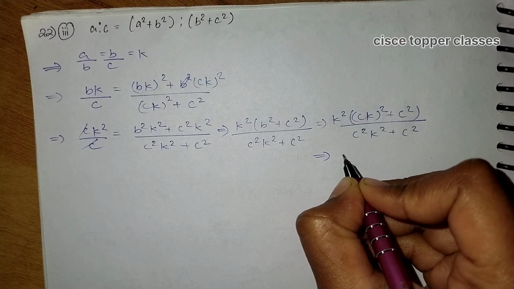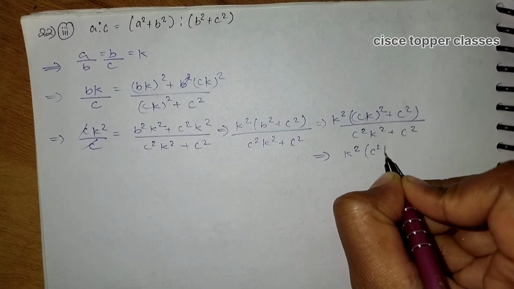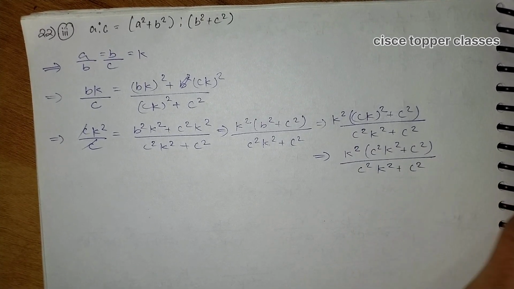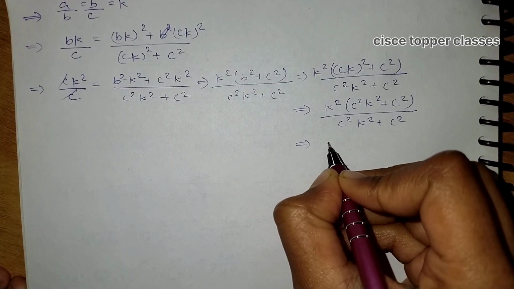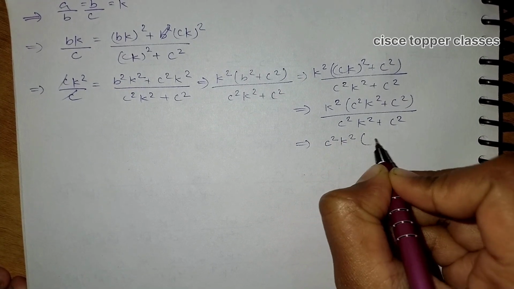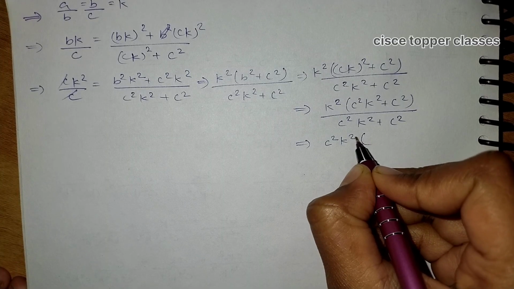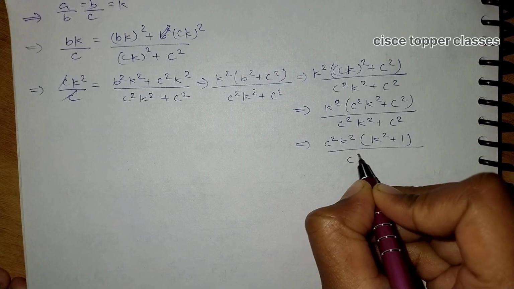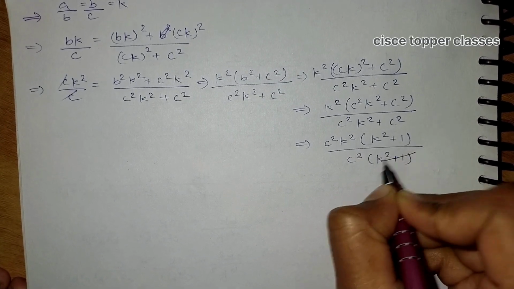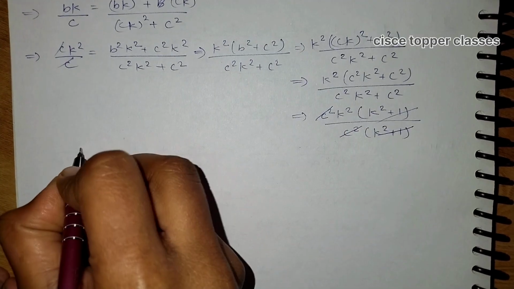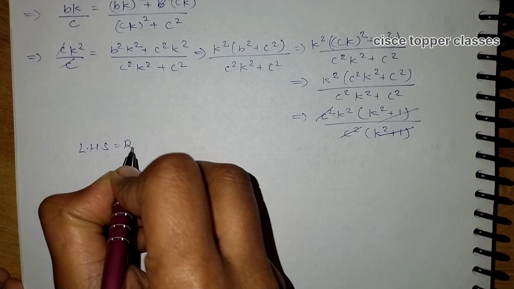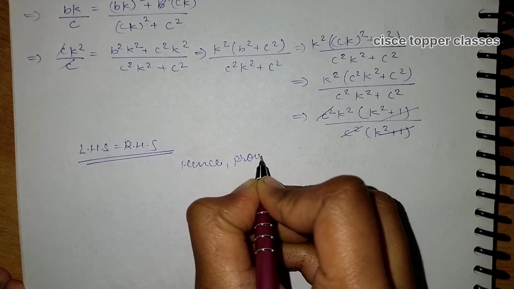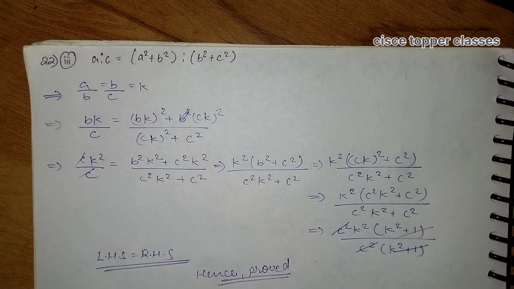So it will become, on solving, k² then c²k² plus c² divided by c²k² plus c². So it will become c² and k² will become k² only we will take. So k² times c² plus 1 divided by c², if we take common, that will become k² plus 1. This will be cancelled out and it will be equal to k². So LHS is equal to RHS in this question, hence proved. Hence this is the solution of question number 22, third part.